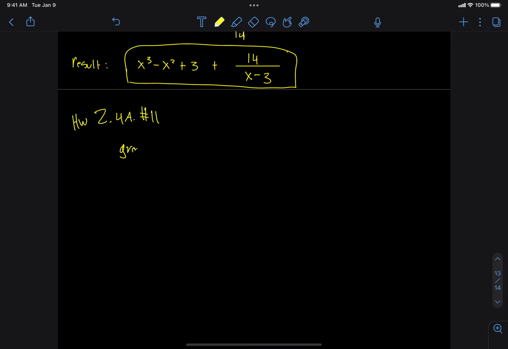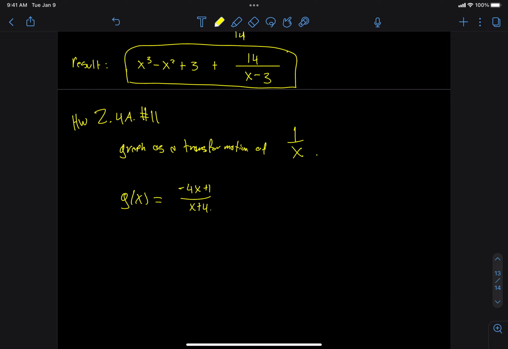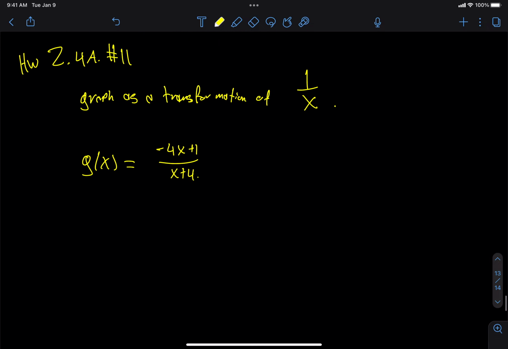So graph as a transformation of 1 over x. And the function is g of x equals negative 4x plus 1, sorry, and then divided by x plus 4. Okay, so let me make it so you can see. All right. So we want to make a graph of this function.